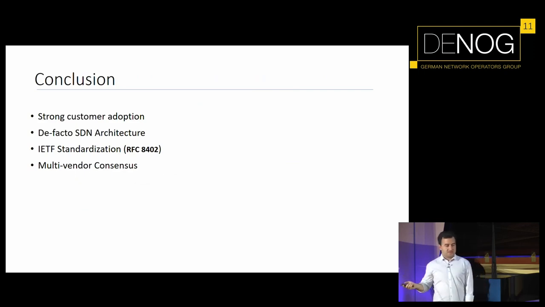So to conclude, it has strong customer adoption. Segment routing has been implemented with many, many customers in Germany, in Europe, and around the world. It also has RFC 8402, which is an IETF standard. And the best part is that it has multi-vendor consensus. So it's not only Cisco or any other single vendor, but most of the vendors have already implemented it.